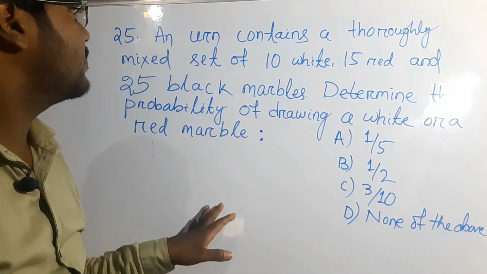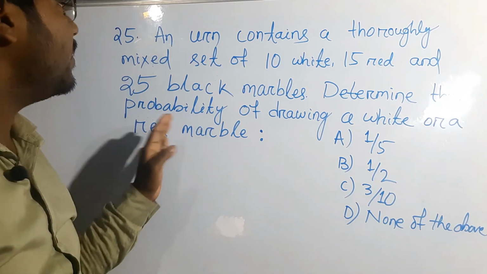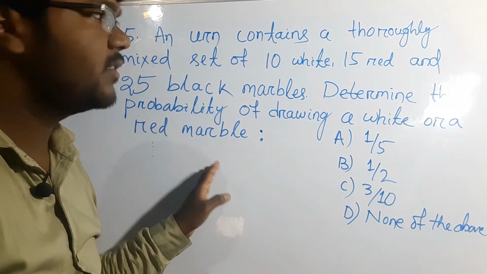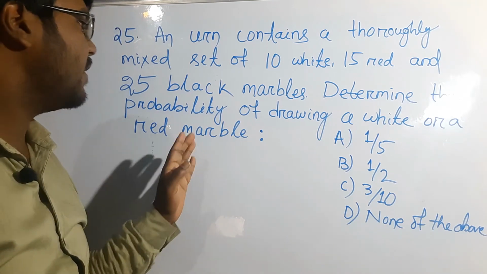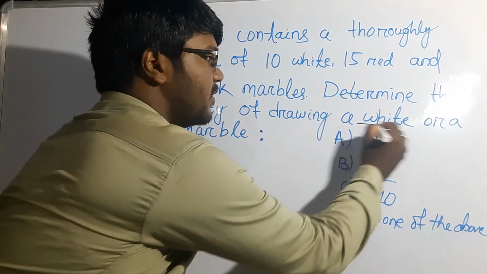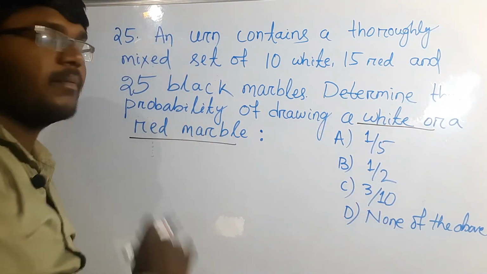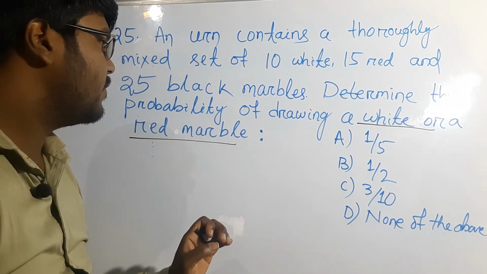So our next question is: an urn contains a thoroughly mixed set of 10 white, 15 red and 25 black marbles. Determine the probability of drawing a white or a red marble. You see, a white or a red marble. Then what will be the probability of white or red? So we have to calculate it for the event.